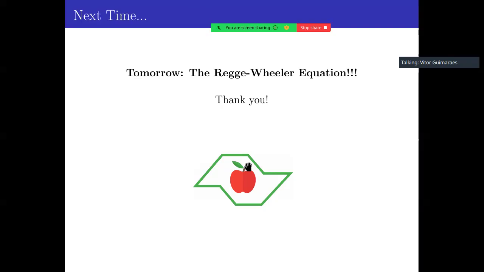So I see you guys tomorrow, when I hope we will get to the Regge-Wheeler equation. At least the even Einstein equations I'm sure we can get, so that we can construct this.